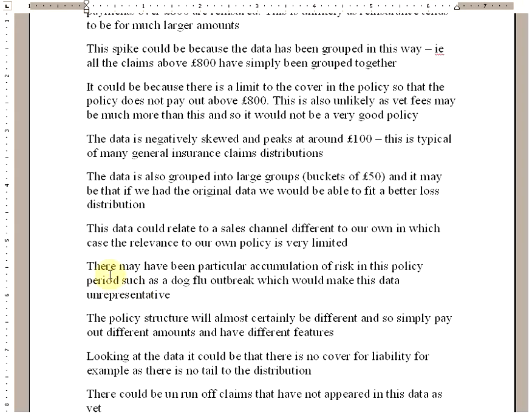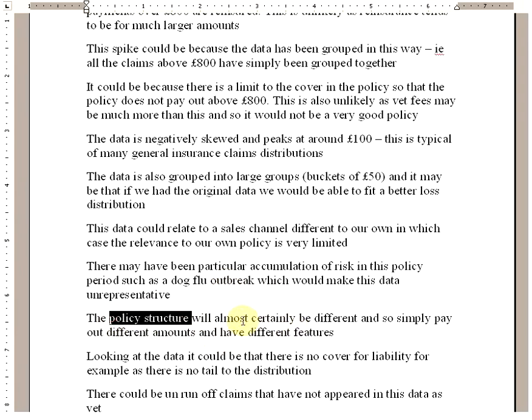Explain how an accumulation of risk might make a difference. So it might be unrepresentative if there's been a particular accumulation. And here, I don't know if there's any such thing as dog flu, in all fairness, but it just illustrates the point of how an accumulation of risk might occur in the case of pet insurance. Don't just mention accumulation of risk in general. Mention how it might occur in the case of pet insurance, and explain why that's relevant to this particular problem.